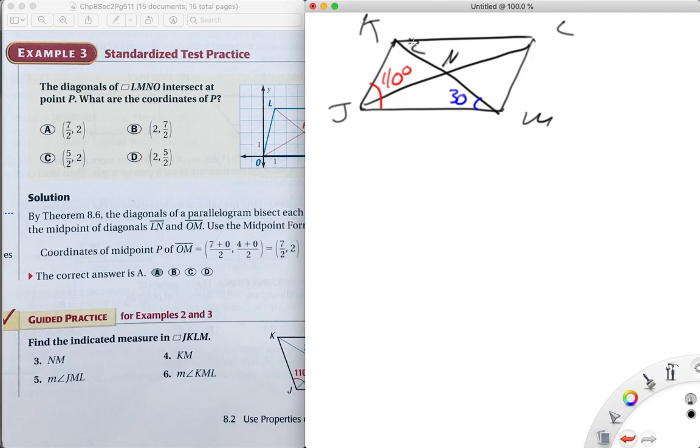So, if this is 2 up here, then this is also 2 right here, because it's bisected. Bisect means to cut in half. So NM is equal to 2. Theorem 8.6. KM is just 2 plus 2. I'm just adding the 2 bisected sides, so it's 4.